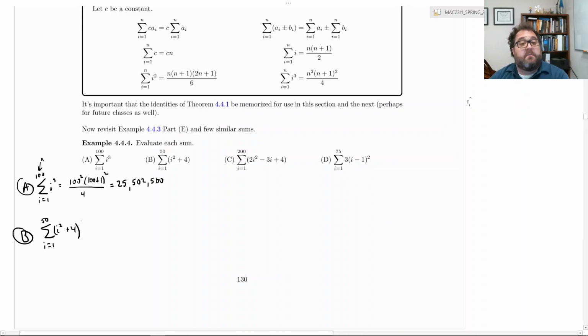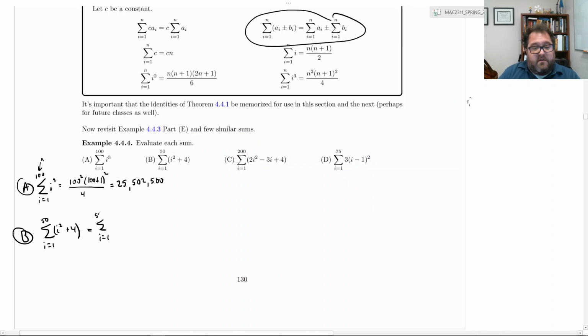Okay, we have the sum of 2 terms. It's kind of weird. We'll say sum. We have the summation of the sum of 2 terms. So we can use the sum difference rule up here to take those summations individually. And we could say this is the summation from i equals 1 to 50 of i squared plus the summation from i equals 1 to 50 of 4.